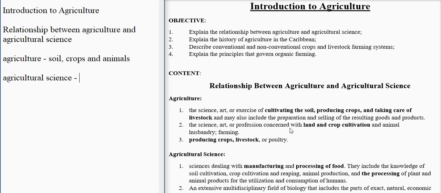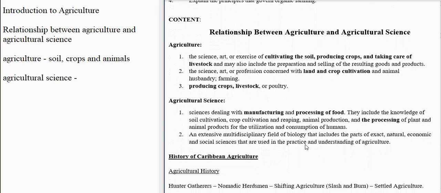Now, I have a definition here for agricultural science. Agricultural science is dealing with the manufacturing and processing of food. Now, that's the difference here: processing and manufacturing of food. So, in agriculture, we go about sowing our seeds and growing plants and aiding in the production of fruits and vegetables.